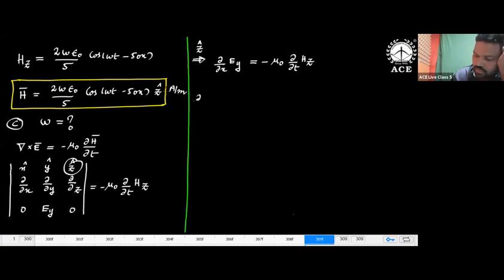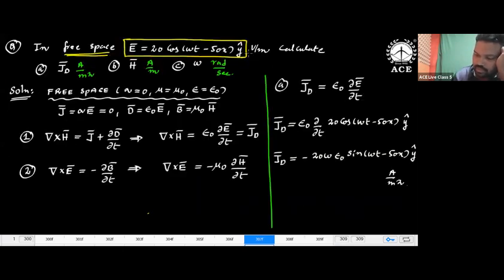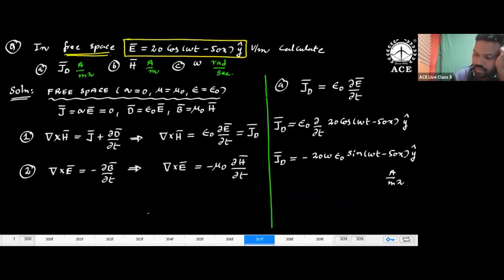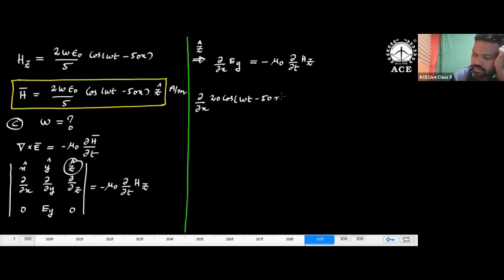Just substitute here dou by dou X of EY beta. What is EY? Let me go back. This is EY. 20 cos omega T minus 50X, minus mu naught into, space will not be sufficient, I'll write here minus mu naught into dou by dou T of HZ. What is HZ? This entire thing. 2 omega epsilon naught divided by 5 cos omega T minus 50x.